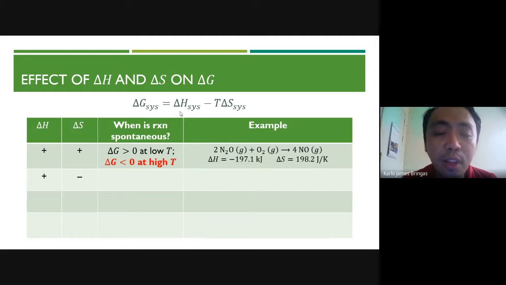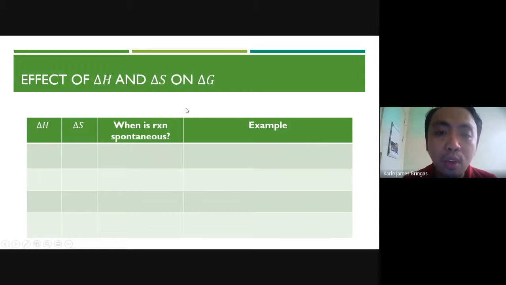Now let's look at a different case. What if ang delta H is still positive, but the delta S is negative? So in here, so positive pa rin ang delta H, ang gusto mo mangyari is dapat negative si delta G para maging spontaneous ang reaction. So positive ito, why does it keep moving?